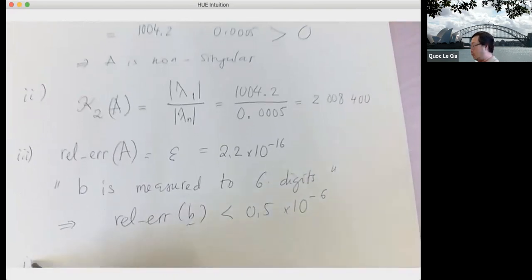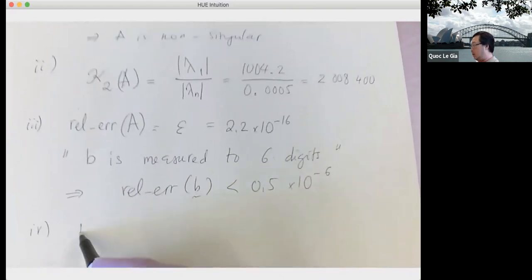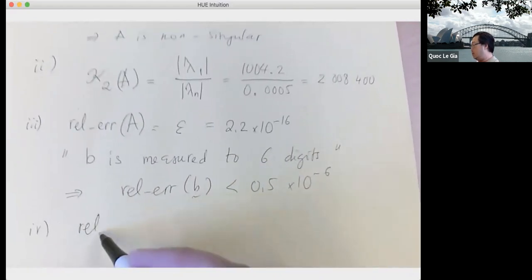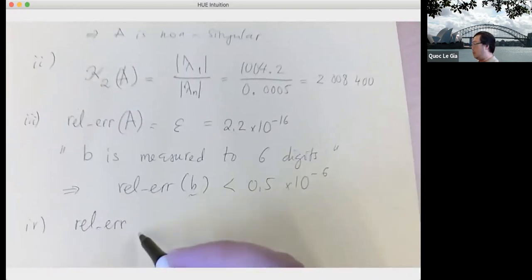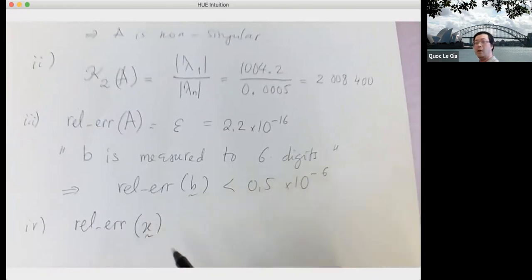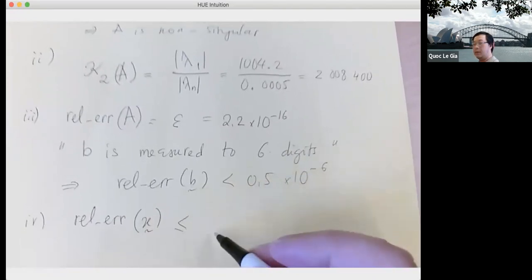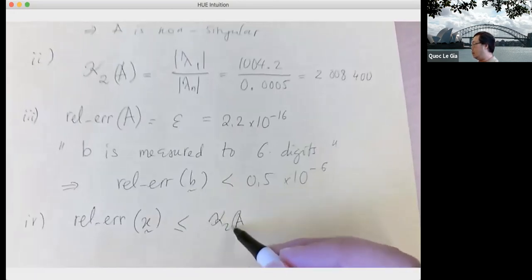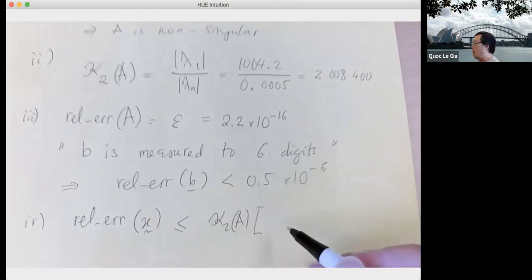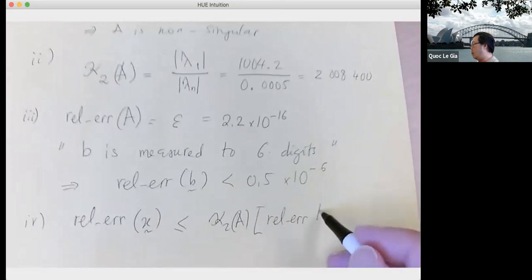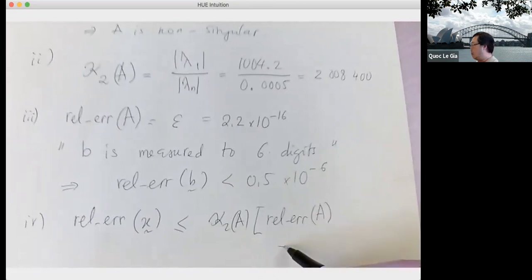And now what is the relative error in the linear system AX equals B? So the relative error in X will be less than or equal to, and this is the theorem in the lectures, the condition number of A multiplied by the relative error in the matrix A, plus the relative error in B.